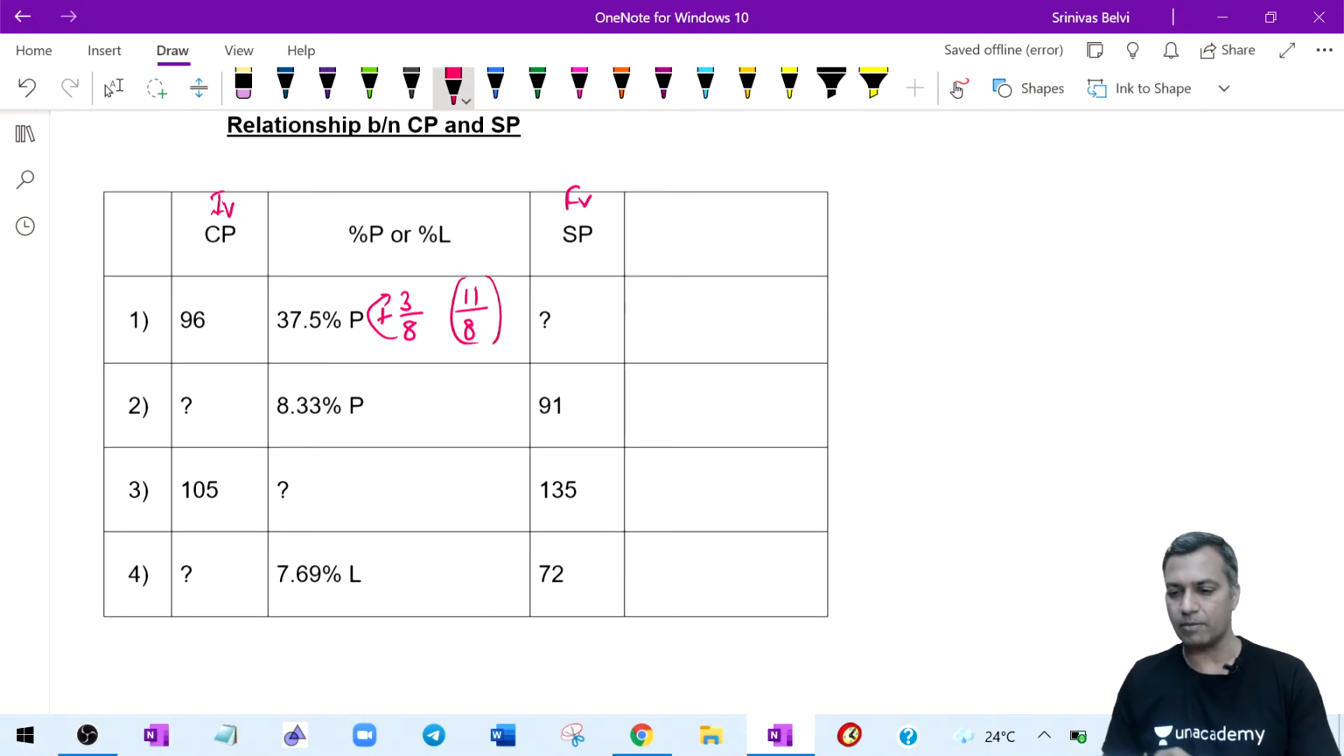11 by 8 becomes the multiplier. What is the structure we discussed? Cost price. Then there is a multiplier which results in selling price. I write that. What is the cost price? 96 is given to me. Cost price is 96.